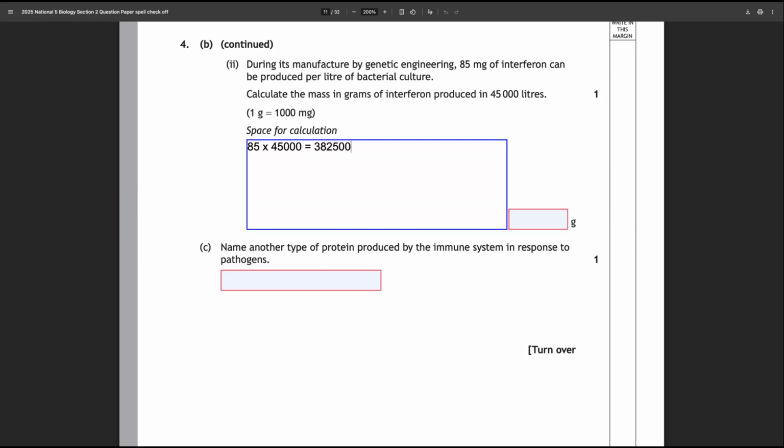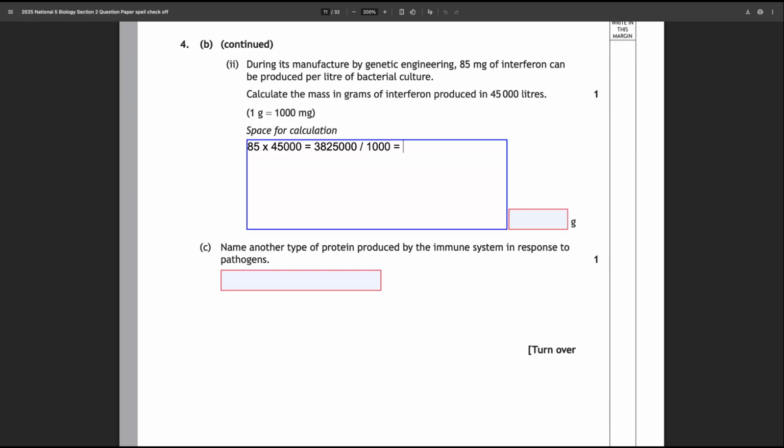Okay, and that will give us quite a big number, 3.825 million. Okay, so a big number, but it also tells us that we want the answer in grams and that 1,000 milligrams is 1 gram here. So what we have to do is then we have to divide this number by 1,000.